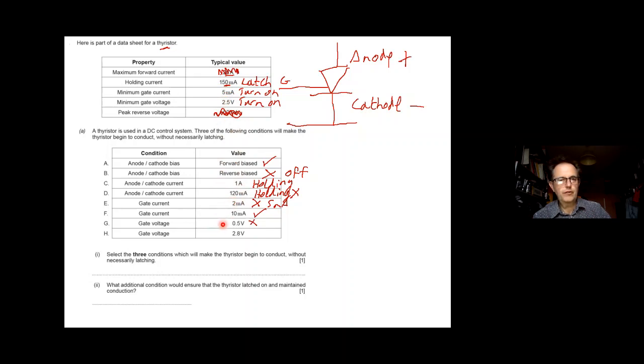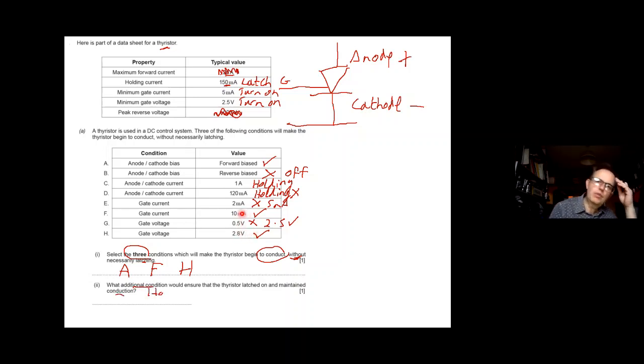Gate voltage of 0.5 would not turn it on. Okay, the question says we need 2.5 in the data sheet. So 2.8 would turn it on. So the 3 conditions which make it conduct: basically A, it has to be forward biased. F, 10 milliamps, more than what was needed. And H, 2.8 volts was more than what the gate voltage had to be.